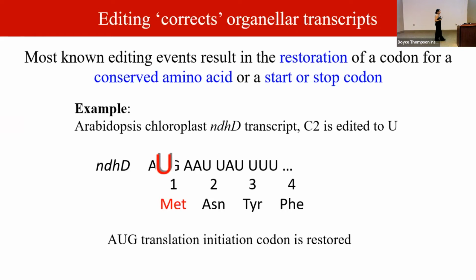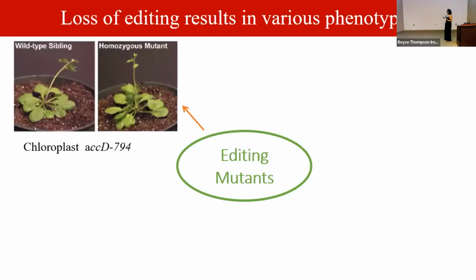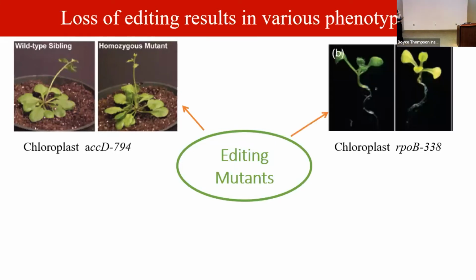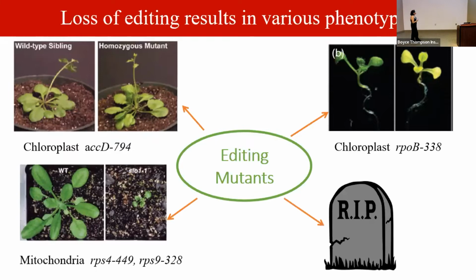Now that we have explained why C to U editing is needed, let's see what it looks like when it's lost. The loss of editing can result in various phenotypes. In the example of this particular C target, chloroplast ACCD794, there is no real difference of phenotype between the wild type and the mutant. However, in some cases, the mutant can show a pale yellow phenotype. In more severe cases, morphological defects can be seen in the mutant, and in this case, that was dwarfism. In the most severe cases, the loss of editing at particular C targets could lead to the plant's death.